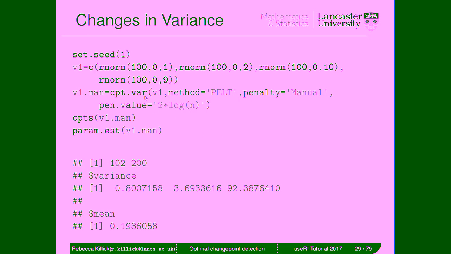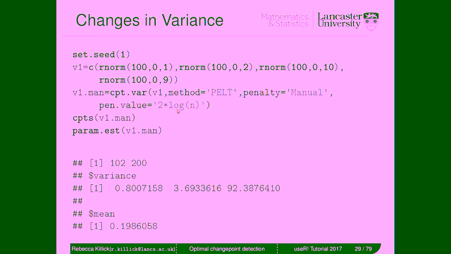So we then just use cpt.var instead of cpt.mean. And I'm going to use the PELT methodology here. I'm going to set a manual penalty at 2 log n. This is exactly equal to the SIC penalty. So if you wanted to substitute that in, you'll see it's exactly the same as what you get out.